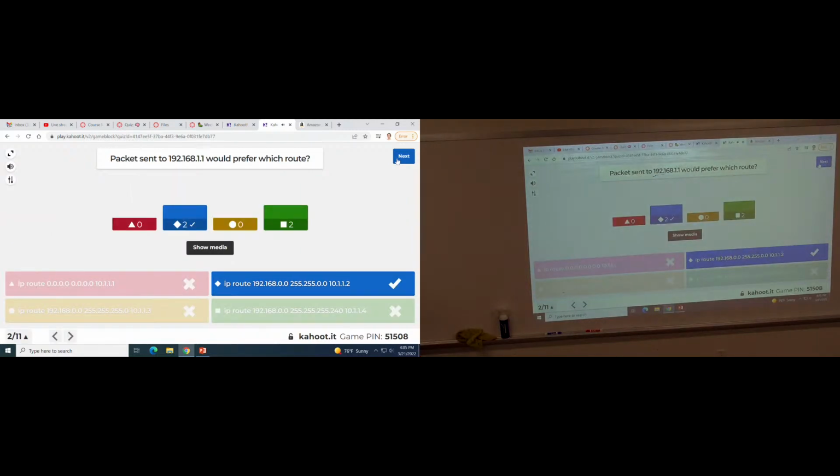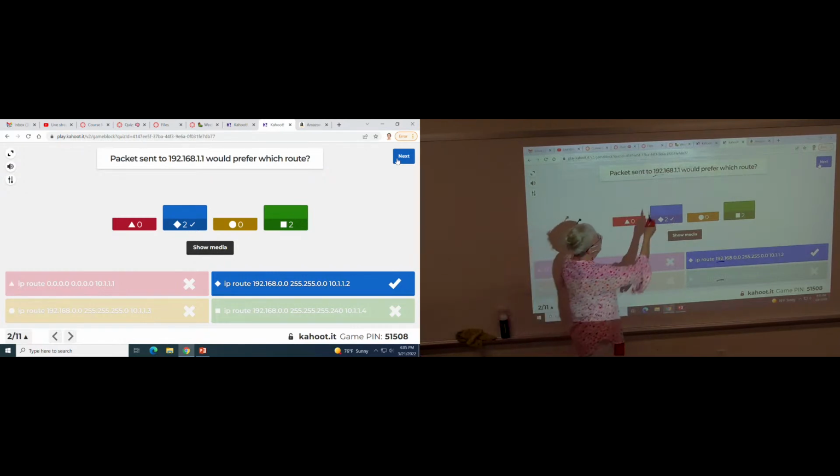Okay, let's do this one together. All right, so let's see, 192. All right, so let's just look at each of these together. So 192, does that match? And what about here? Yep, it does. And what about here? Okay.